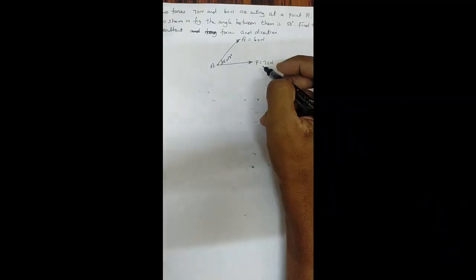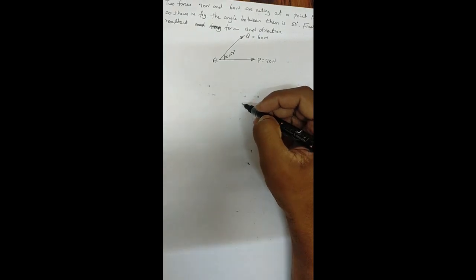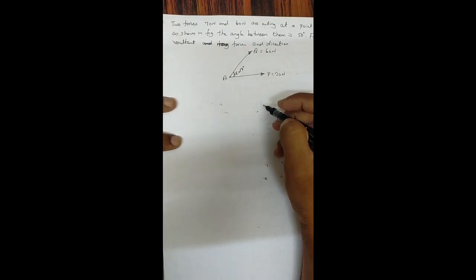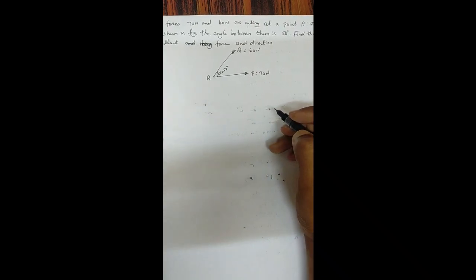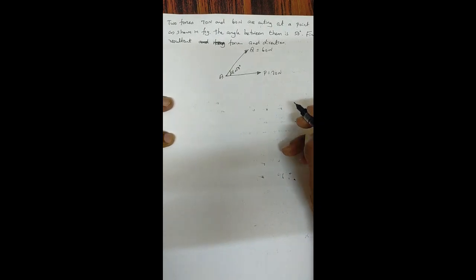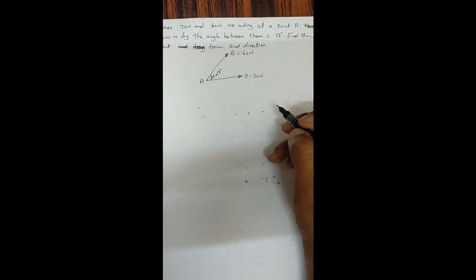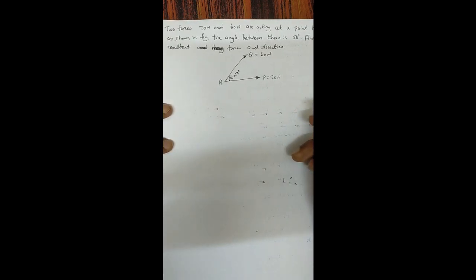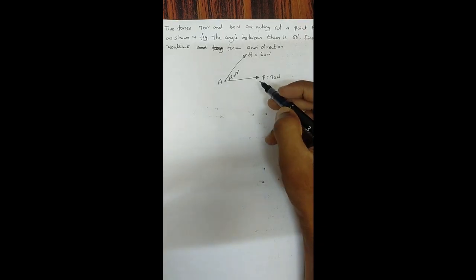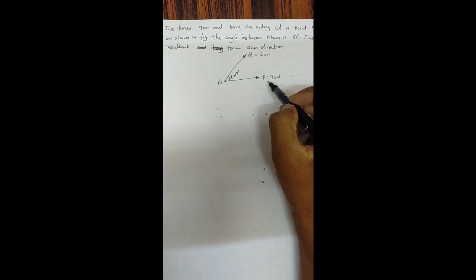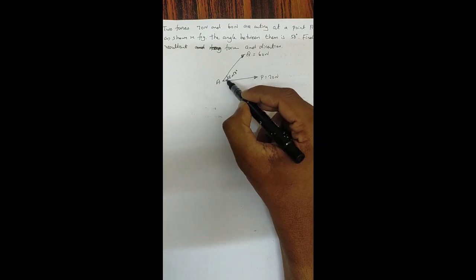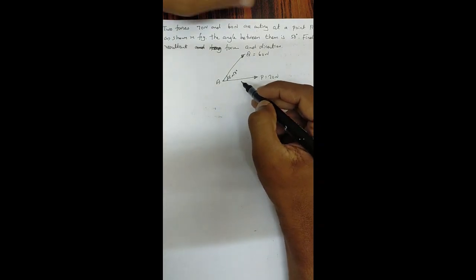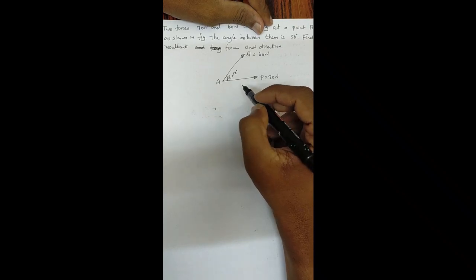Here, read the problem very carefully. Two forces 70 Newton and 60 Newton are acting at a point A as shown in the figure. The angle between them is 50 degree. Find the resultant force and direction of these two forces. These three details are given in the problem clearly. The force F1, that is P, equals 70 Newton, the second force Q equals 60 Newton, and the angle between these two forces is 50 degree. We should find the resultant force and direction of these forces.